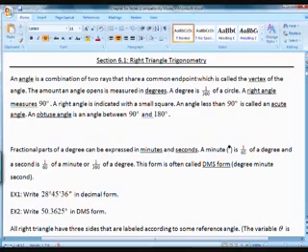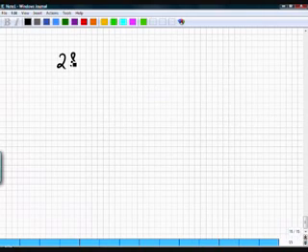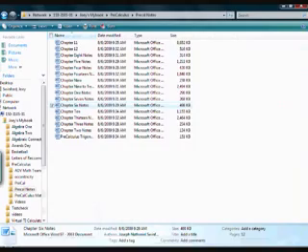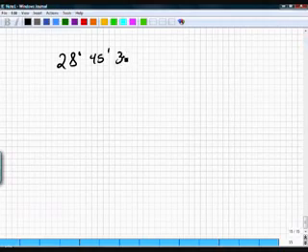Example 1 says write 28 degrees, 45 minutes, and 36 seconds in decimal form. Easy. Let me show you how to do it. We want to write that as like 28 point some odd degrees. Okay, and that's all it is.